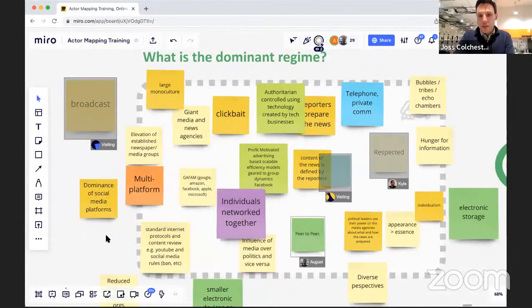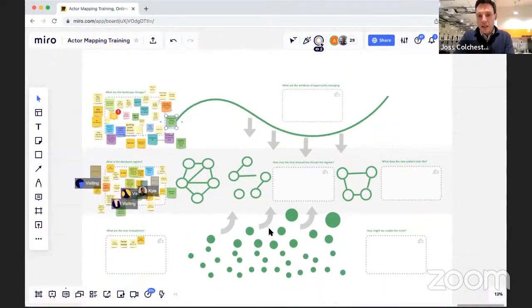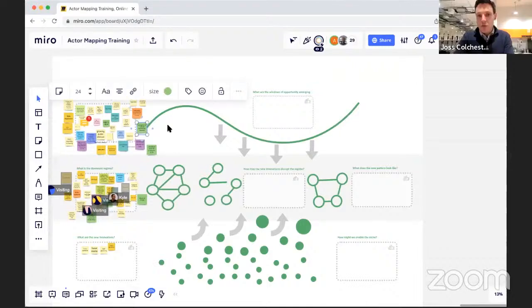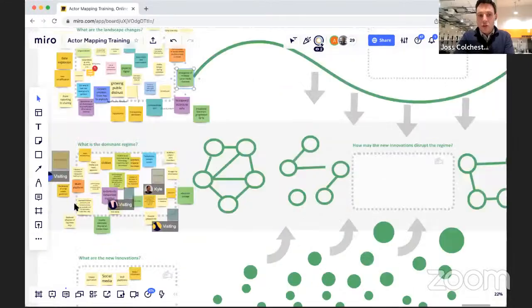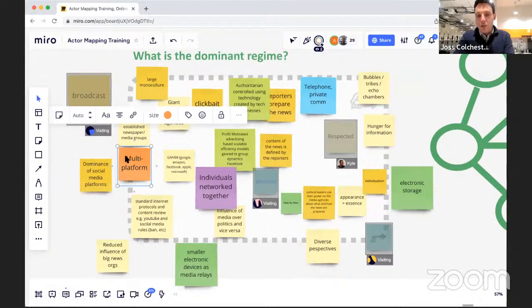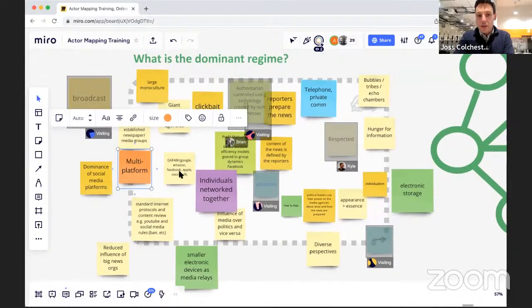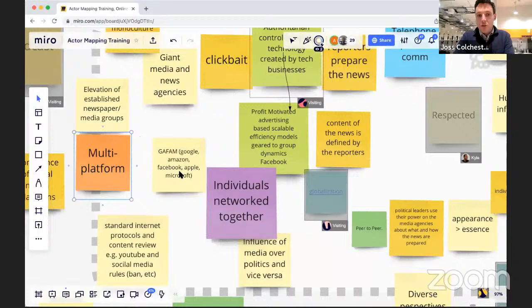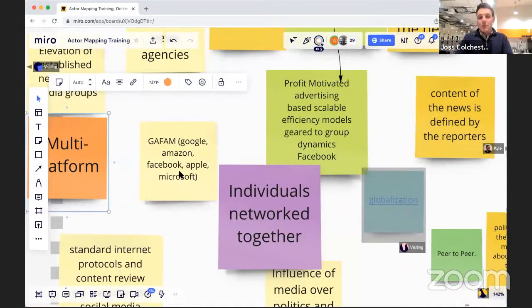So in using this canvas, or any kind of tool like this, it's important to try and get the right things in the right box, or else it's going to get confused. So we are talking about the dominant regime here. The platforms may already be the dominant regime. They probably are to a certain extent, as we're noting here: Google, Amazon, Facebook, Apple, and Microsoft.